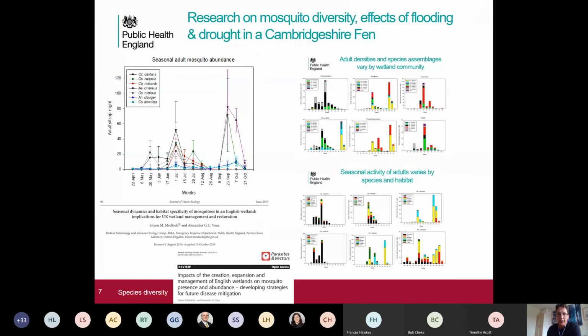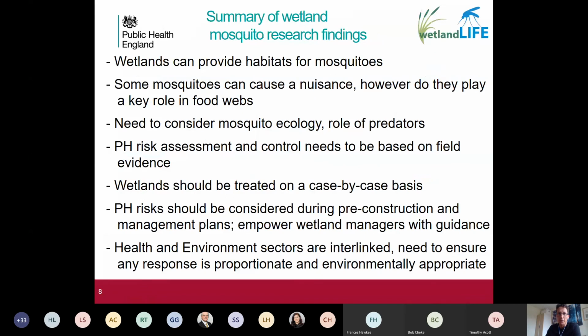So we published some of these findings in a couple of papers looking specifically at species diversity, but then also identifying strategies for future mitigation if they became an issue. So just to summarise some of those research findings, wetlands can provide habitats for mosquitoes, and some mosquitoes can cause a nuisance, whether that's just when you're in the wetland or whether you live nearby. There are some notable nuisance species on some parts of the coast in England. However, it's important to remember that mosquitoes do play an important role in the food web, and I'll come back to that on the next slide.